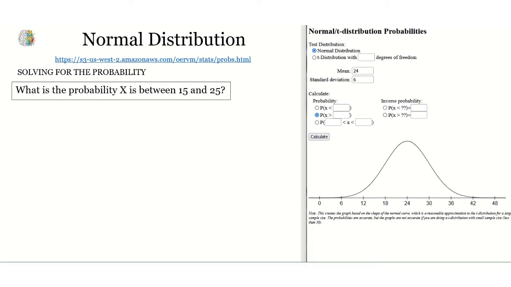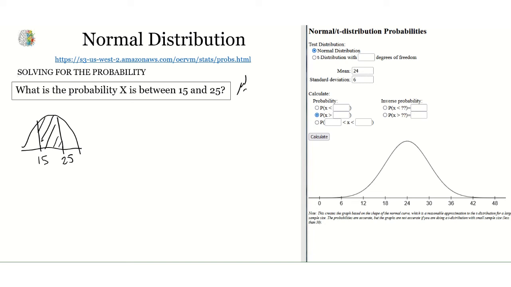Our next problem says, what is the probability x is between 15 and 25? So if I'm going to draw this graph, I'm looking for values between 15 and 25. So I'm wanting to know the area between these two numbers, and what is the probability that I'm going to be able to find an x between these two values.